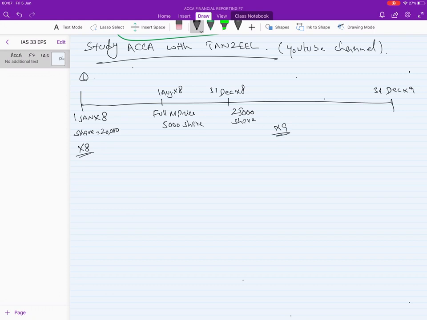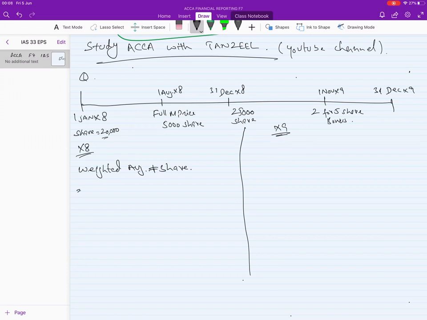And suppose on 1st November X9 they did a bonus issue of 2 for 5 shares. It means they did a bonus issue. So this is your X8 and this is your X9. We need to calculate EPS, but we have to calculate the weighted average number of shares. How will we calculate the number of shares?